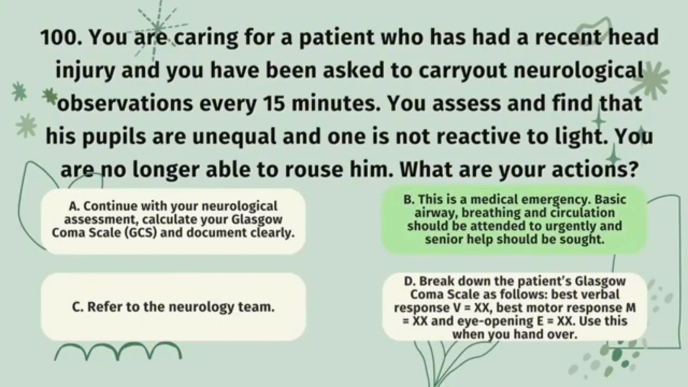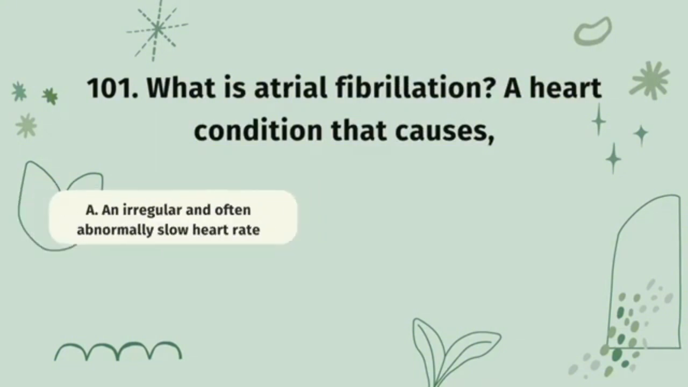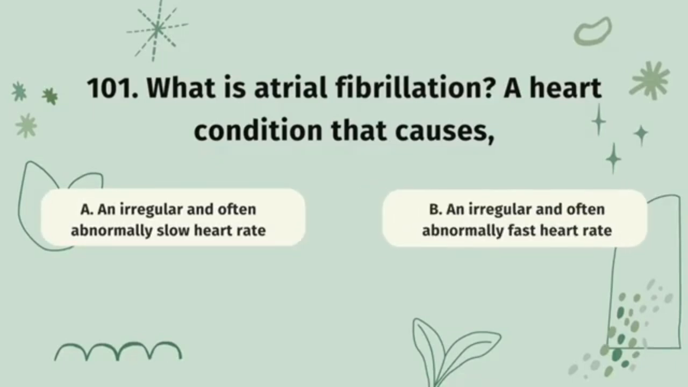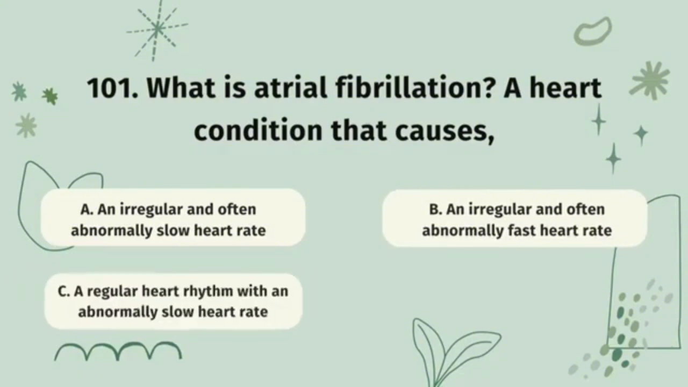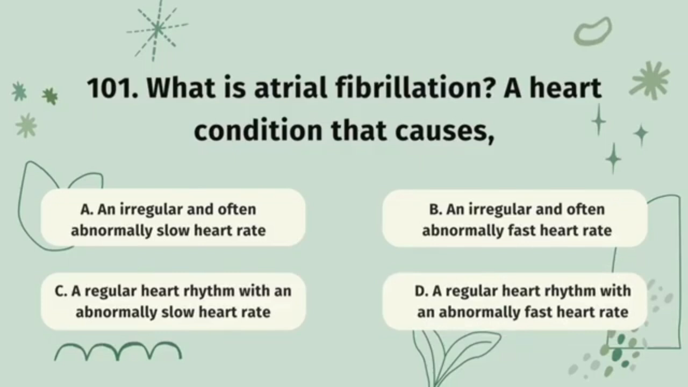The correct answer is B. Question 101. What is atrial fibrillation? A heart condition that causes Option A, an irregular and often abnormally slow heart rate. Option B, an irregular and often abnormally fast heart rate. Option C, a regular heart rhythm with an abnormally slow heart rate. Option D, a regular heart rhythm with an abnormally fast heart rate.